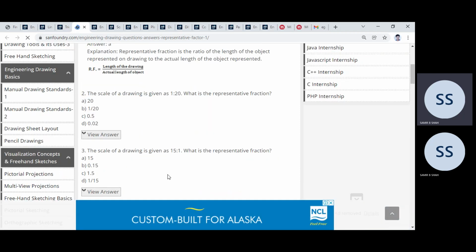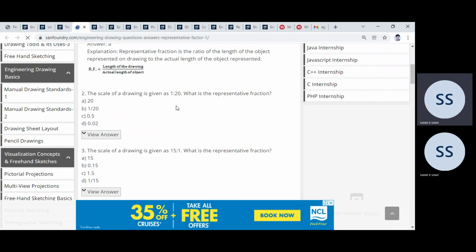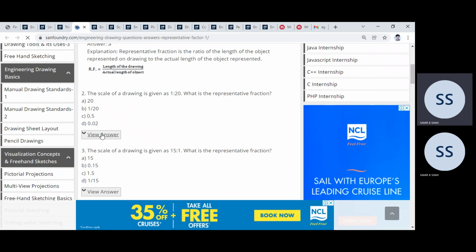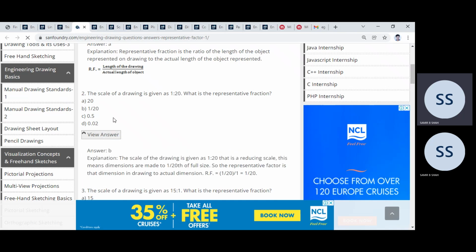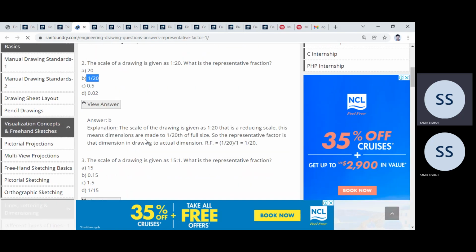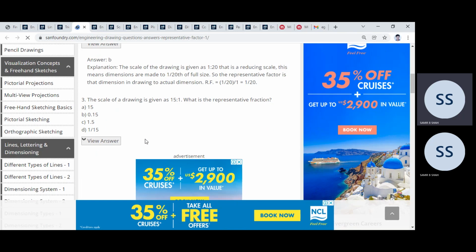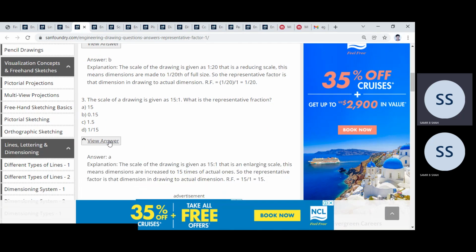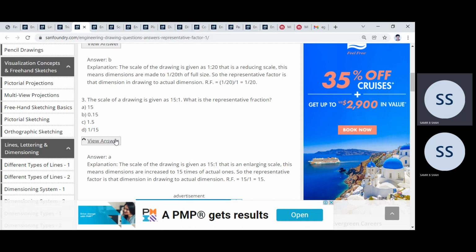The scale of drawing is given as 1:20. So what is the representative factor? See, as we know very well, the equation is length of the drawing upon actual length of the object. So we have to work in that way. So it may be considered as 1/20, right? The scale of the drawing is given as 15/1. So at that time, what is the representative factor? So we have to use the same equation, same rule. So 15/1, and it is called 15, right?